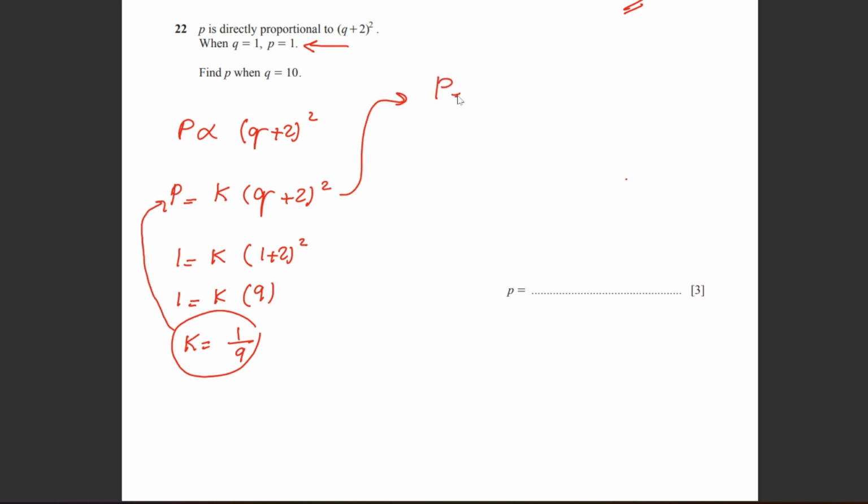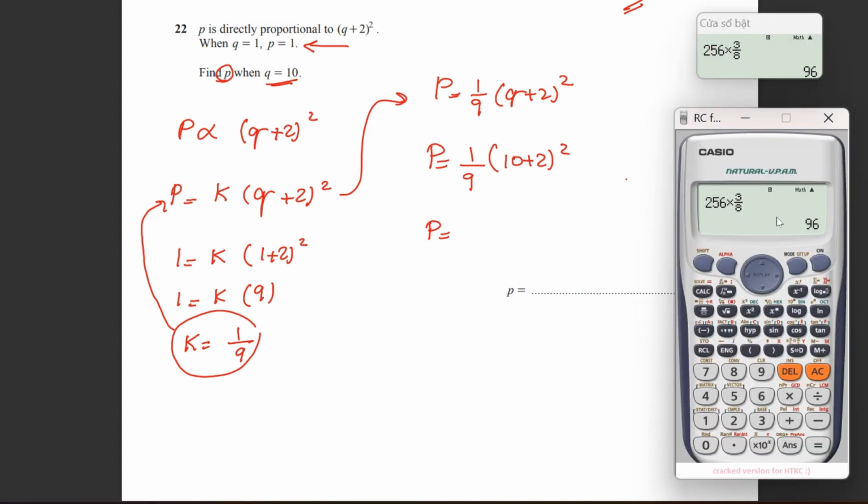Okay, what he needs now is to calculate or find P when Q equals 10. So all I have to do is remove Q and put 10 instead of it: 1 over 9, (10 plus 2) squared. Okay, then we can do it with the calculator directly also. So we have here 1 over 9, then (10 plus 2), close the bracket, power 2. It will give me what? 16.